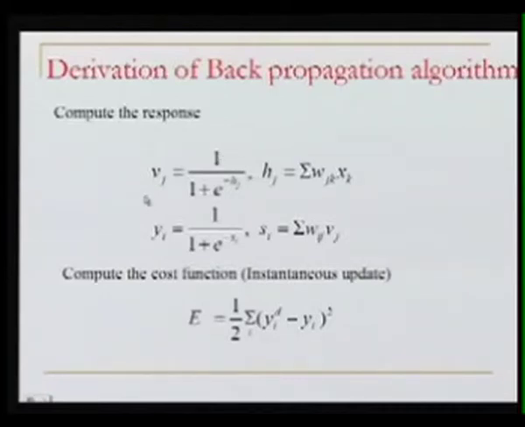So, you can say that Vj is 1 upon 1 plus e to the power minus Sj, where Sj is the total input reaching the jth neuron of the hidden layer. Similarly, the output of the ith neuron in the output layer is Yi equal to 1 upon 1 plus e to the power minus Si, where Si equal to sigma Wij Vj. So, Si is the total input reaching the ith neuron in the output layer. Here we are computing the cost function for instantaneous update, which is E equal to half times Yid minus Yi squared.